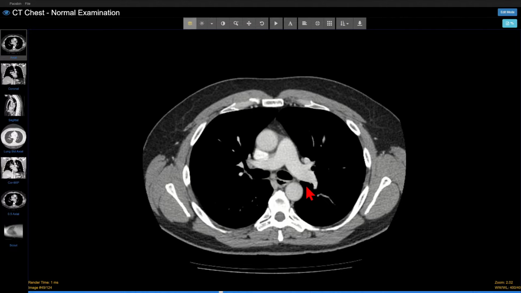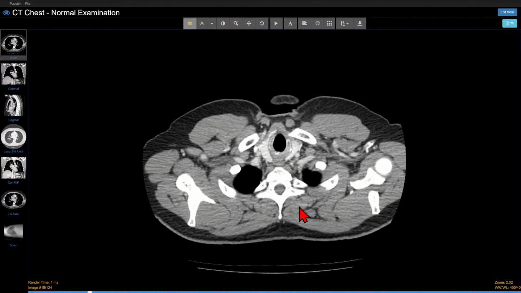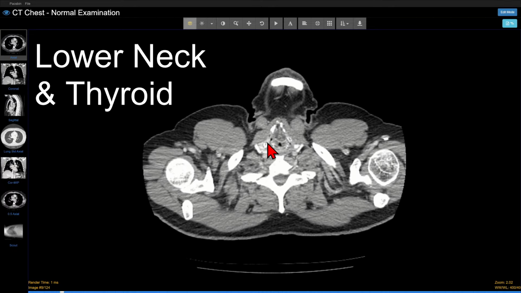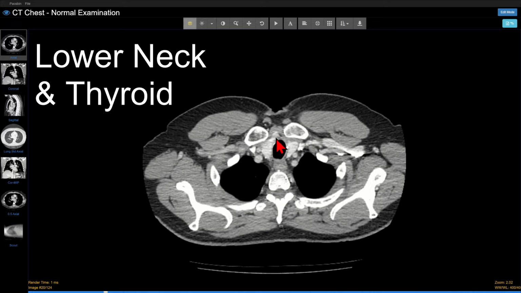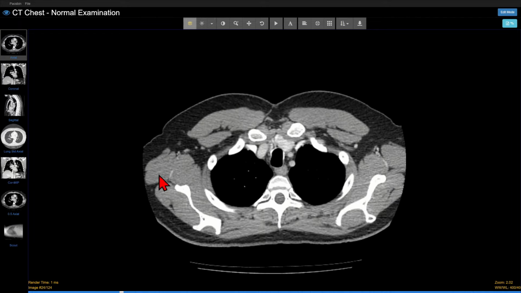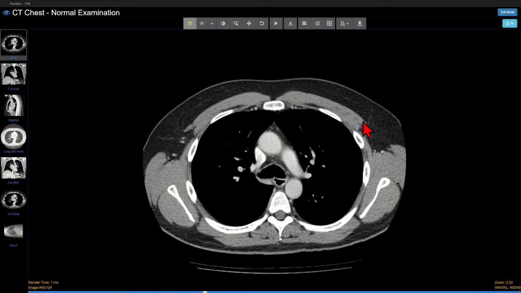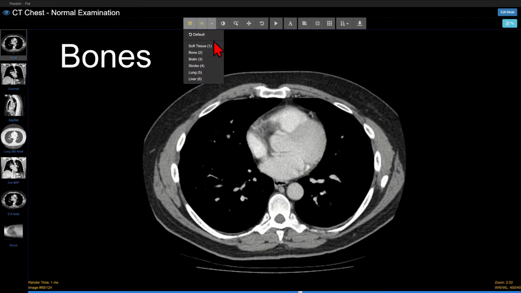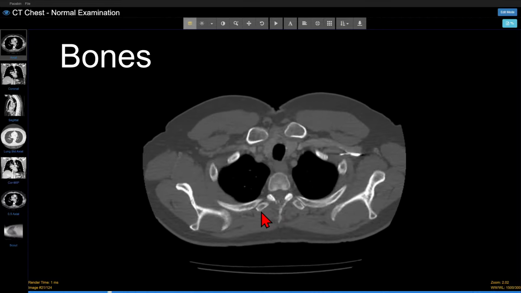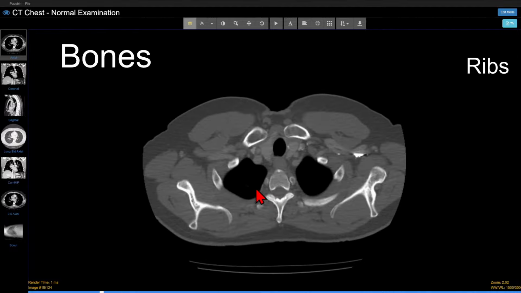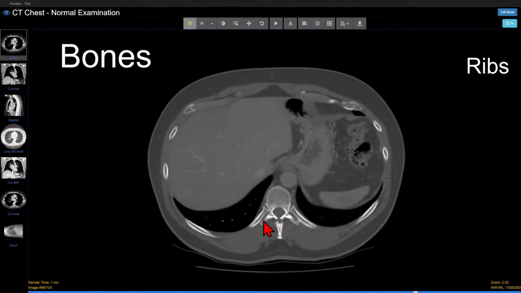A few other things to briefly mention. We can see the lower neck here as well on CTs of the chest, including the thyroid gland. Notice how bright it is. We also have the entire chest wall, which includes subcutaneous fat, musculature, and bones. Starting with the bones, we have our ribs, starting from the first rib all the way down to the 12th rib.